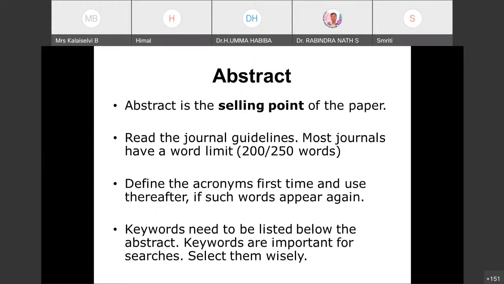Normally these keywords are important for searchers. That means other people who look into particular kinds of research will type these words, and depending on these words matching with your keywords, your paper might be selected to show to them. So keywords are very important, and they should be carefully selected so that your paper will get a lot of visibility in the end.